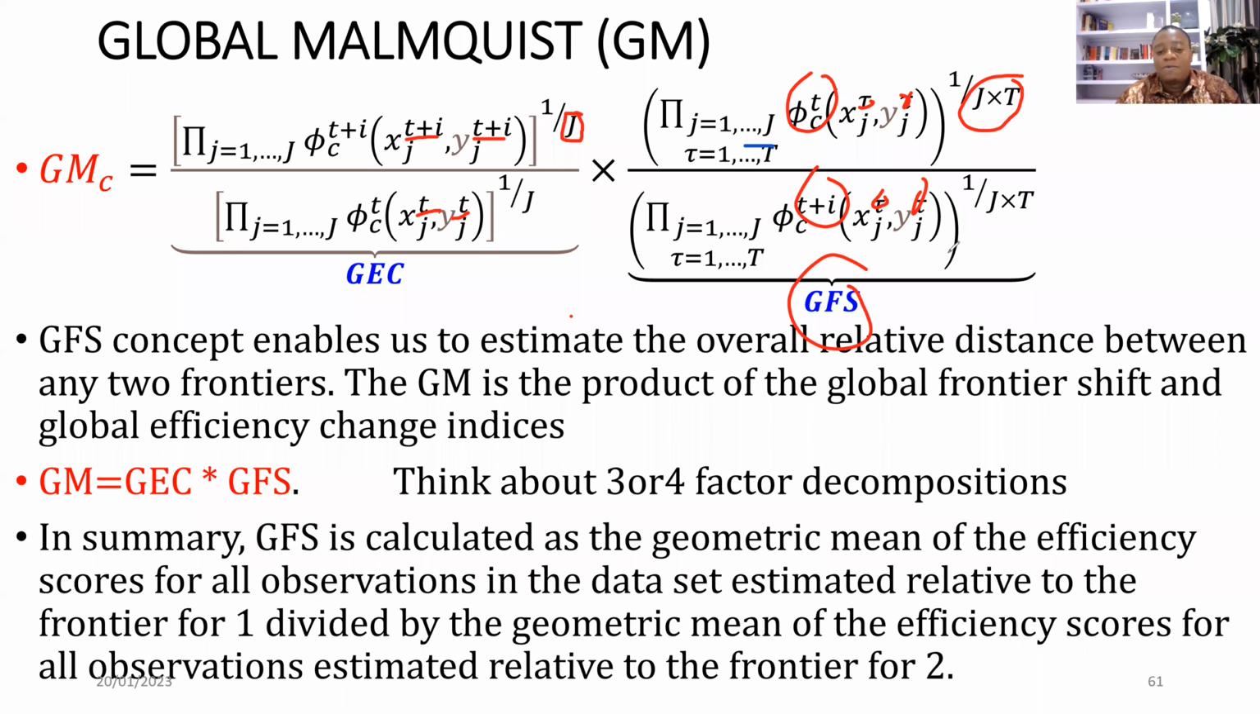Now, for your further research, you can think about 3 or 4 factor decomposition. This is just a 2-factor decomposition. Okay. You can think about a 3 or 4 factor decomposition. Okay. That's what we are working on for this global estimation. It requires that you think deep. In fact, I've been able to do the 3-factor decomposition on the line of this guy. That is taking the global efficiency change and splitting that into 2, you can do that. But this part here is something interesting.